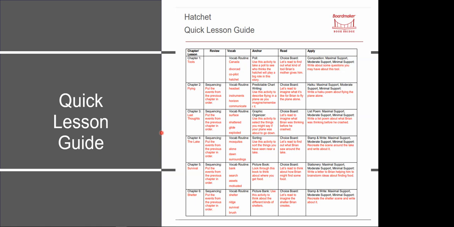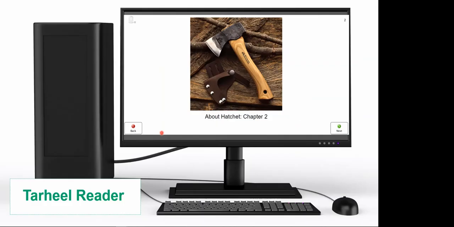All of the application activities, like many of our other activities, are differentiated. There's three different levels so you can find the right fit for your students. In addition to all those great lesson plans, the lesson guide also includes links to adapted chapters for each book from Tar Heel Reader. So you can click on a link in the lesson plan and have that accessible way for the learner to engage with that chapter in a modified format.